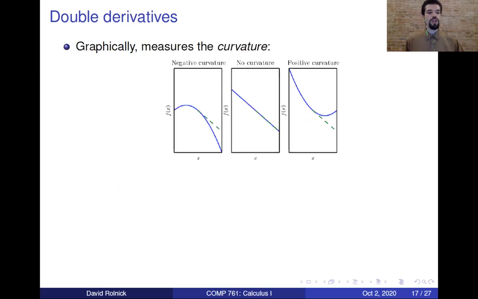So geometrically, this is measuring the curvature. And the curvature of this function is basically how much the slope is changing. Negative curvature means the slope is getting smaller. It starts out positive and it's becoming negative. No curvature means the slope stays the same throughout. It's just a line. And positive curvature means the slope is increasing, so it's getting bigger. That's what these pictures look like.